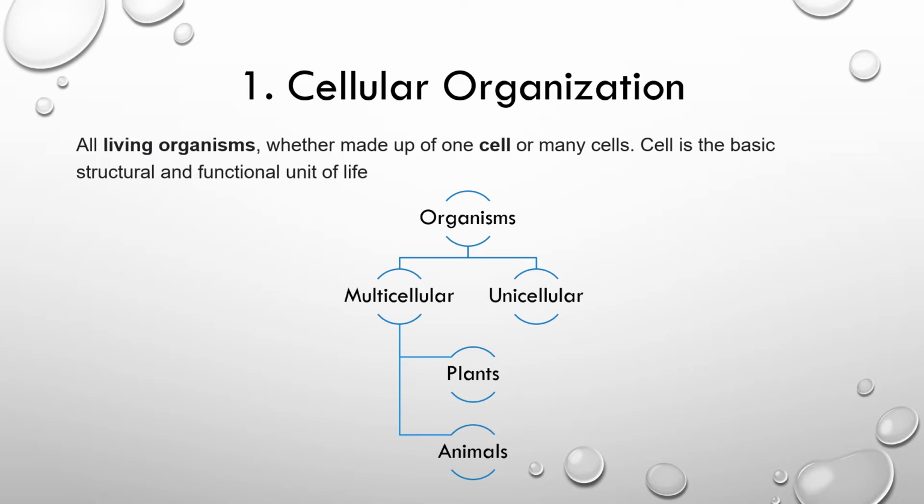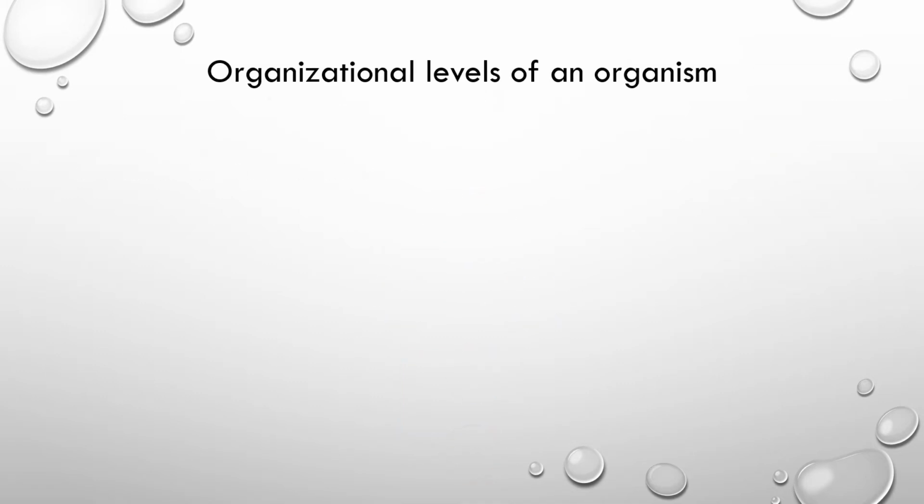Now in the topic of cellular organization, you are mainly going to learn about multicellular organisms, that means the cellular organization in plants and animals. You know that single-celled organisms are made up of only one cell, and they have an organelle level organization. But a multicellular organism has a different level of organization.